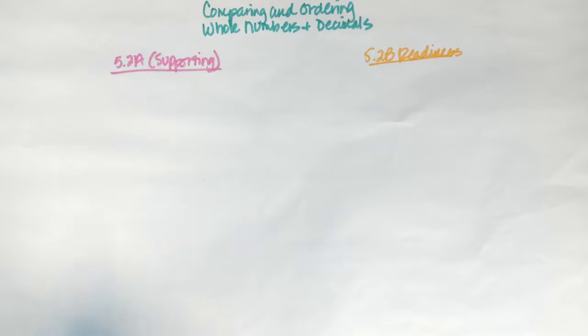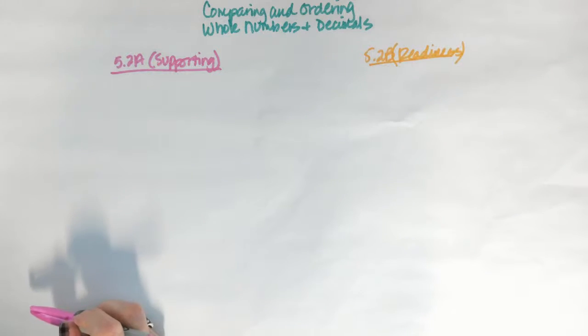In this video, we are going to talk about the two standards in our unit comparing and ordering whole numbers and decimals. Now this starts with 5.2a, which is a supporting standard, but you are going to see why that's so important to lead to our readiness standard 5.2b. So let's talk about 5.2a first.